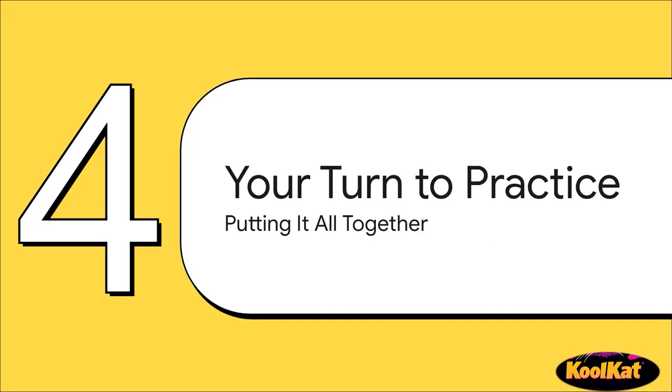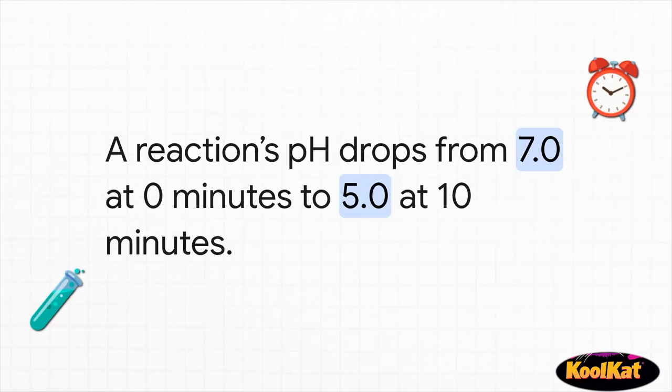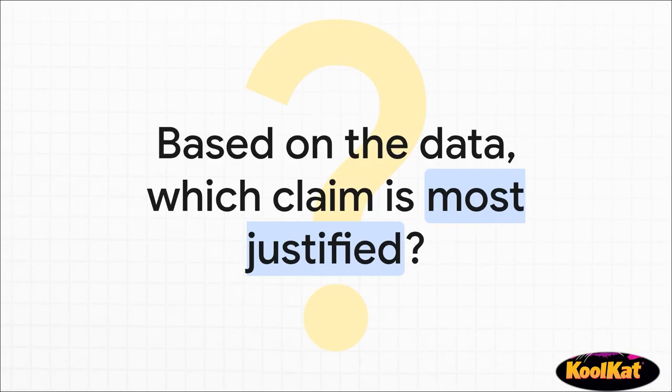Okay, you've learned the strategy, you've seen the traps. Now it's time to put it all together. Time for you to flex those data detective muscles. It's your turn. Okay, here's the new scenario. You've got a chemical reaction. The pH level starts at 7.0. 10 minutes later, it's dropped to 5.0. That's it. That is literally all the information you have to work with. So, based on just that data, which of these claims is the most justified?